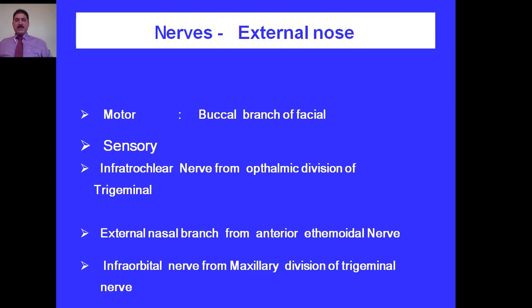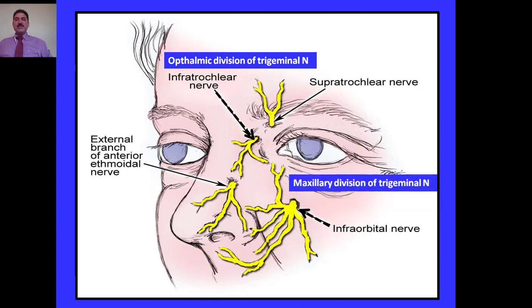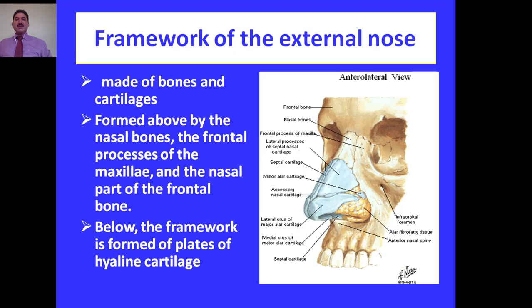Infraorbital nerve also supplies the external nose. It is a branch from maxillary division of trigeminal nerve. As shown in this diagram, infratrochlear nerve is branched from ophthalmic division of trigeminal nerve. Infraorbital nerve is branched from maxillary division of trigeminal nerve, and external nasal branch from anterior ethmoidal nerve also supplies external nose.